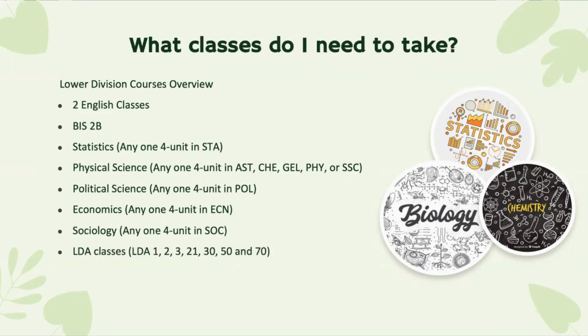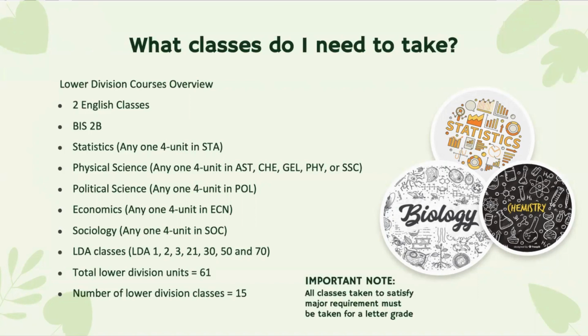sociology. In addition to the preparatory subject matter, students will take 7 LDA classes in the first 2 years as SED majors, which are LDA 1, 2, 3, 21, 30, 50, and 70. There are a total of 15 lower division classes, and taking the lower division courses will satisfy 61 units. It is important to note that all classes required for the major must be taken for a letter grade.